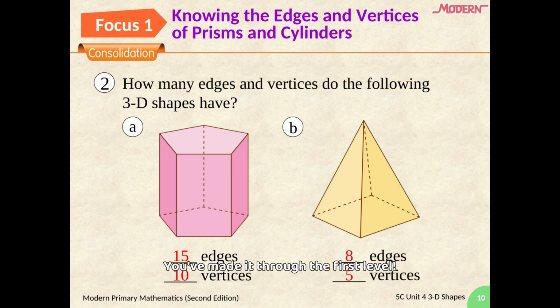You've made it through the first level. Let's recap. Faces are the flat parts, edges are the sharp lines, and vertices are the corners. We saw a pentagonal prism with 15 edges and 10 vertices. Don't let it intimidate you, just count the groups. And our pyramid friend with 8 edges and 5 vertices. You've got the way of thinking now.